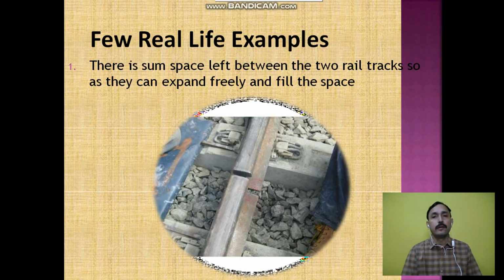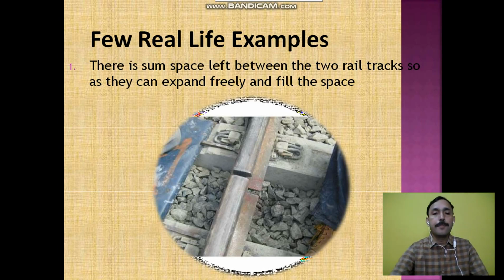A few real life examples. These are the rails, and there is a gap between the two rails. We have all seen this during our travel by train. That means some space is left between the two rail tracks.